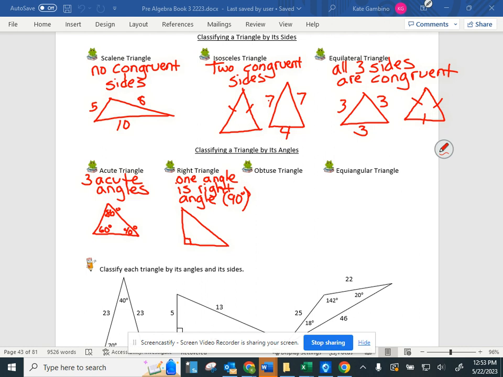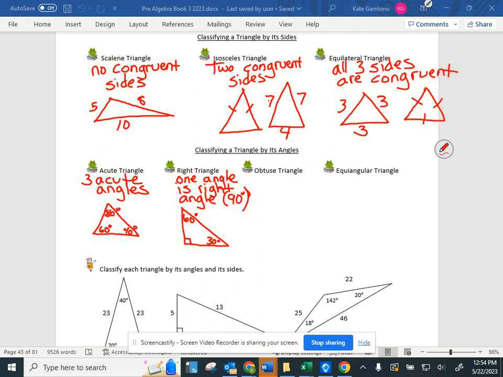Aiden? 45. As long as they equal 90 degrees. So you could do 45 and 45. You could do 60 degrees and 30 degrees. Okay, 70 degrees and 20 degrees. As long as those other two angles equal 90. Because 90 plus 90 is 180. So then we have our obtuse triangle.